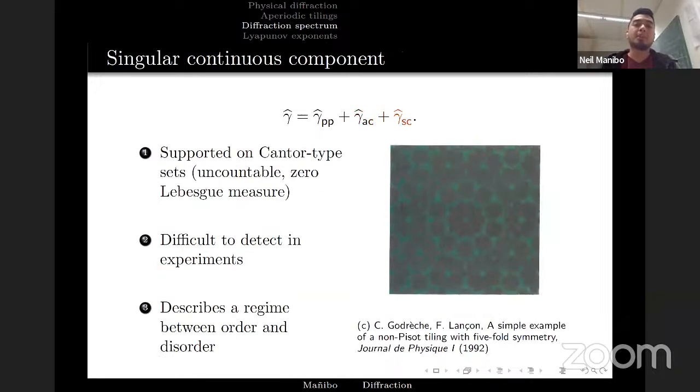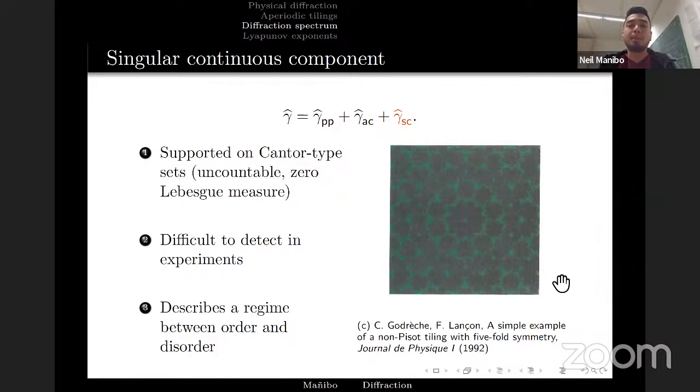So lastly, we have the third component, which is a singular continuous component, and it's supported on the complement of the supports of the previous two components I mentioned before. So it's supported on Cantor type sets, namely sets which are uncountable and are of zero Lebesgue measure. They're very difficult to detect in experiments. If you normally do a diffraction experiment, it's very hard to say whether what you see is actually singular continuous or AC. Pure point is much more convincing. If you see it on a diffraction pattern, you can pinpoint it right away. But these two are normally very difficult to distinguish. And this describes the regime between order and disorder.